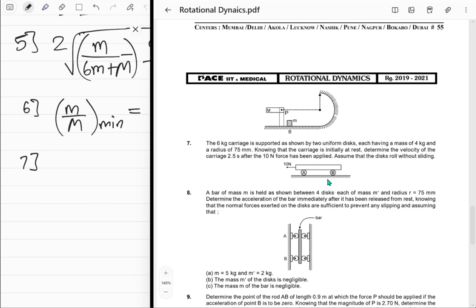Oh, so just going, yeah, okay. Understanding. And what kind of surface is this on? Rough surface, I guess. Oh yeah, so they roll without sliding. Good. That's what we had to know.